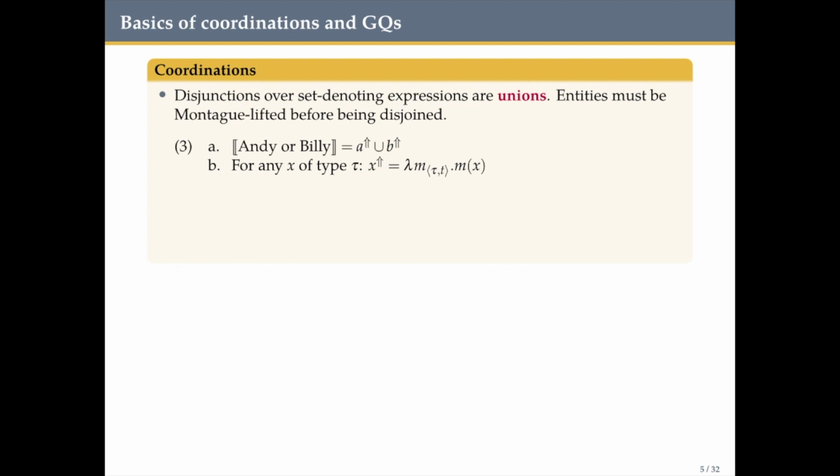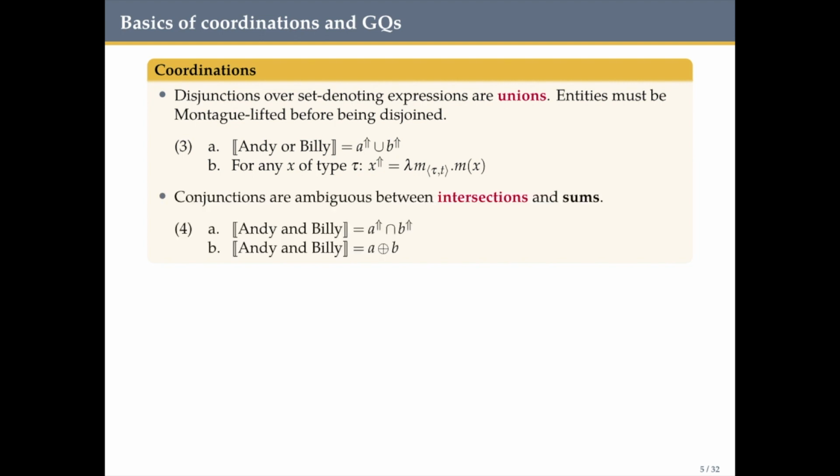To get started, let me first introduce some basics of coordinations and GQ quantifiers. For coordinations, disjunctions over set-denoting expressions are analyzed as unions. Entities are not sets, and therefore they must be Montague-lifted before being disjoined. For example, in 3a, Andy or Billy is interpreted as the union between two Montagovian individuals. Conjunctions are said to be ambiguous between intersections and sums. The intersection reading is analogous to the union reading of disjunctions.